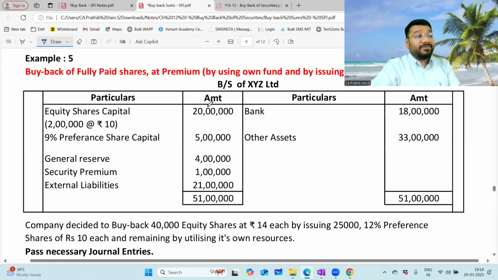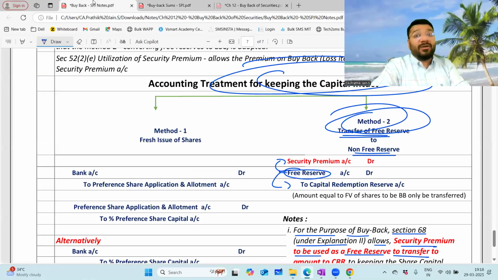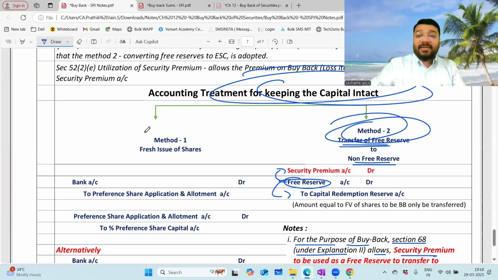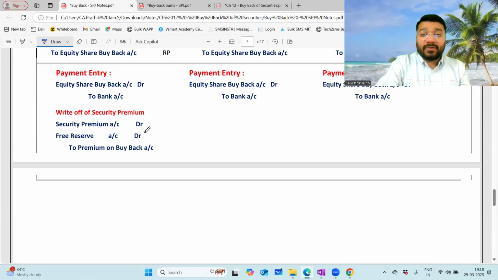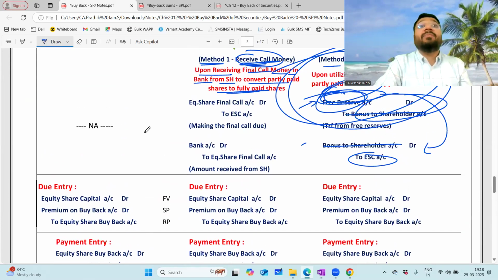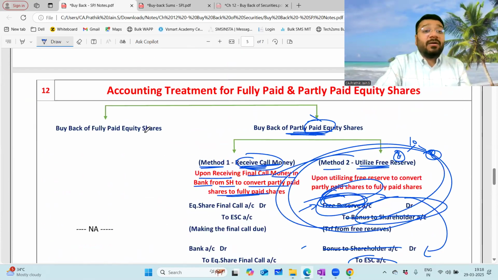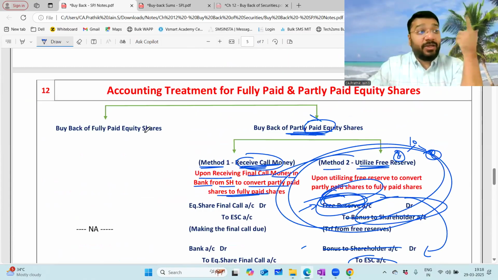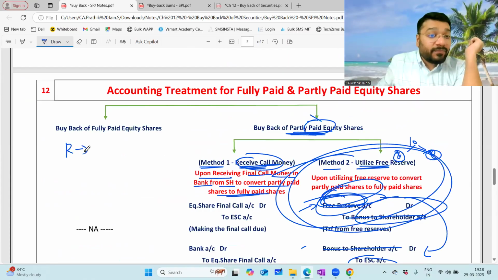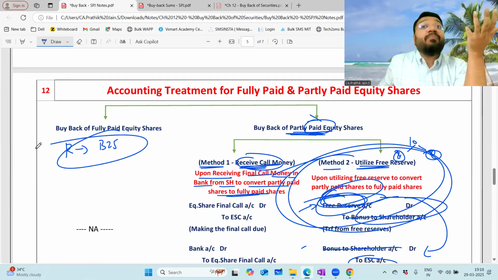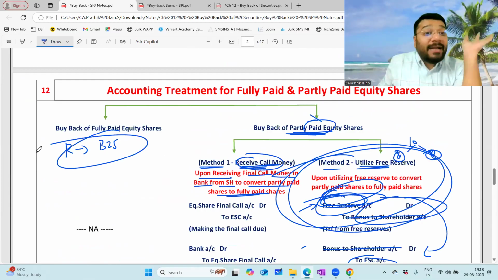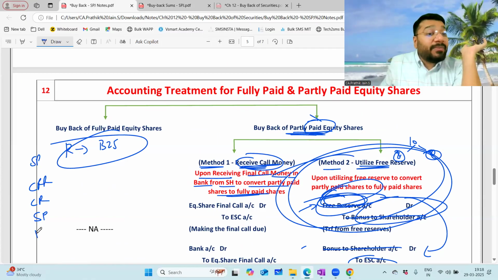Correct? Okay, now the question Kritin is asking: he forgot bonus to shareholder. Kritin is saying, sir, for the purpose of bonus shares, we can use security premium, no? That is when the fully paid bonus shares are transferred from reserve to bonus to shareholder, fully paid bonus issue, that time only security premium can be used. First, CRR will be used. Then capital reserve, then security premium, then free reserve. To what? Bonus to shareholder.